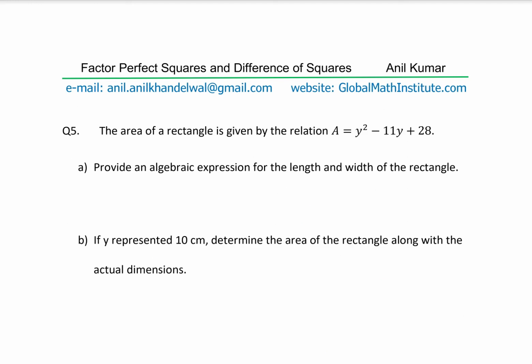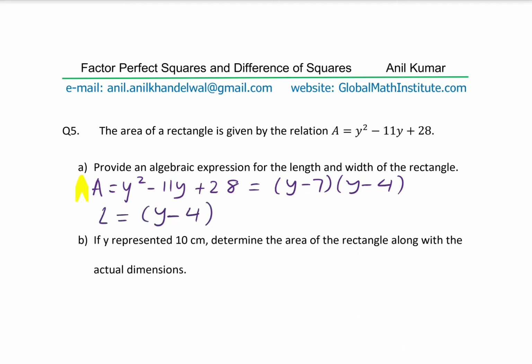Now we are getting into the application question part. Question number 5. The area of a rectangle is given by the relation A = y² - 11y + 28. Provide an algebraic expression for length and width of the rectangle. That means we have to factor it. So we have A equal to y² - 11y + 28. We can use sum and product to factor. 28 is 7 times 4, so we get (y - 7)(y - 4). So that becomes length and width. So we have length as equal to y - 4, the bigger one, and width as equal to y - 7. Does that make sense to you? Perfect. So these are the expressions for length and width.